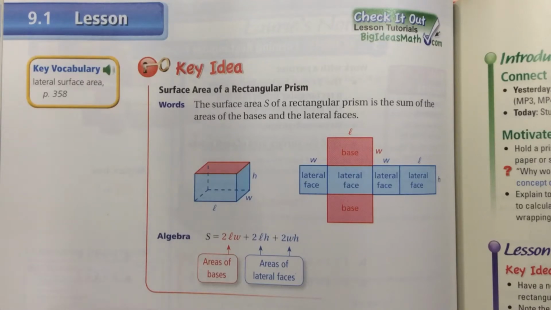All right, this is lesson 9.1, surface area of prisms. It's on page 356 in your textbook if you're following along in your textbook, or you can get it online.